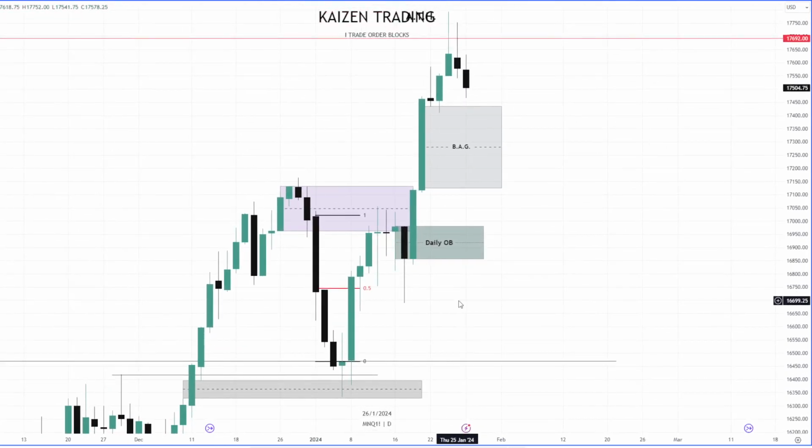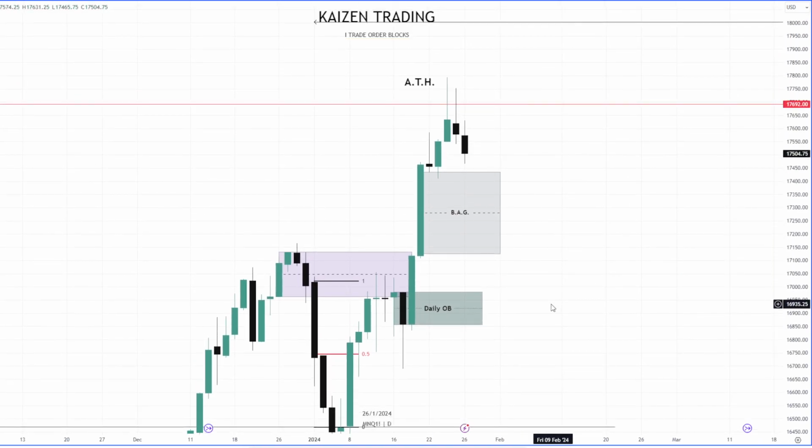And for those that are playing options, if you're taking SPY or QQQ options, this is where you want to get into your calls. Because once we know that price returns to an order block, what should we see next? We should see expansion. Okay, and then we get expansion all the way to the all-time highs.